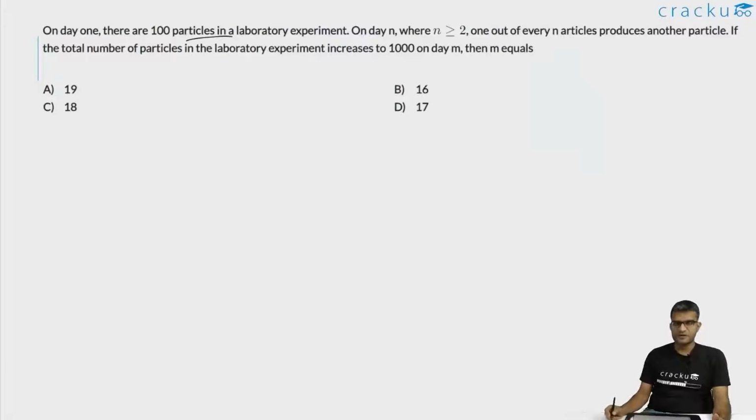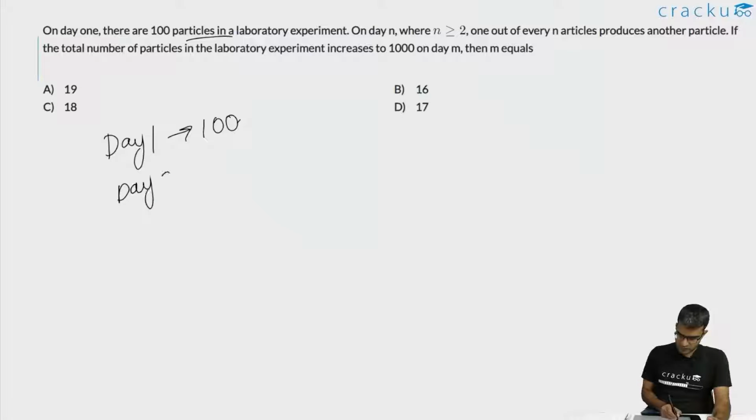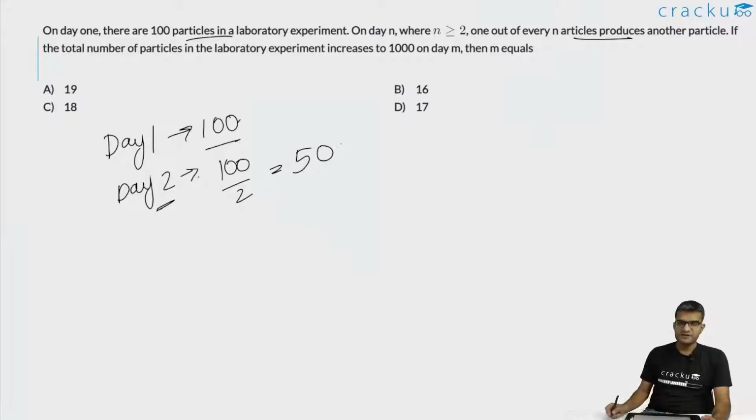In this question, we are told that on day 1, there are 100 particles in an experiment. On day 2, we are told that out of every n particles, they produce 1 particle each. So over here on day 2, out of 100, we will have 100 by 2 new particles, which is equal to 50 new particles. So the total number of particles on day 3 will be 150.